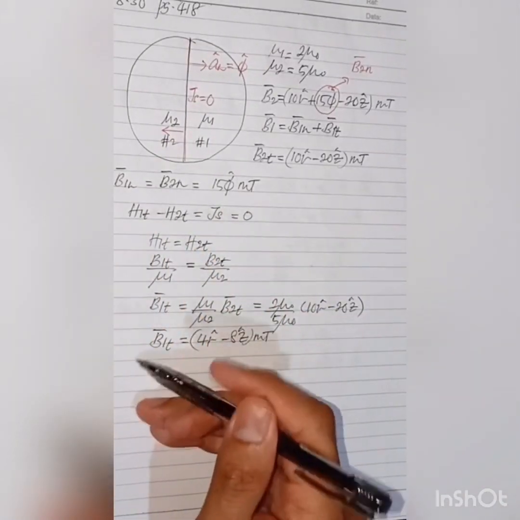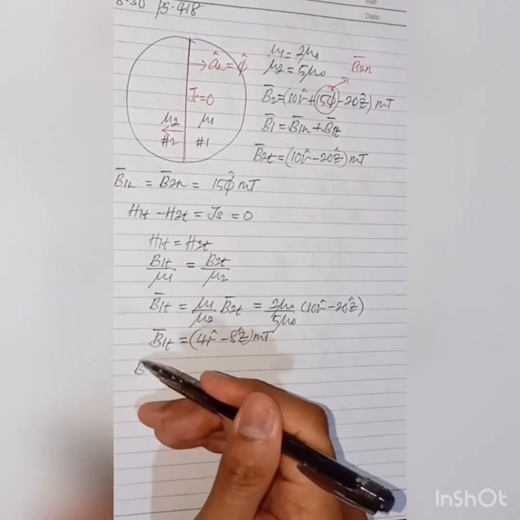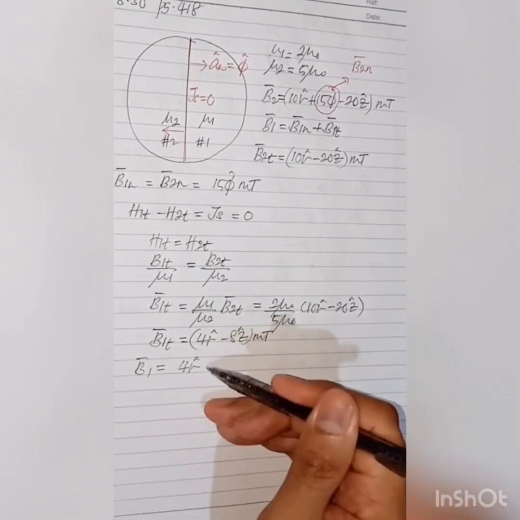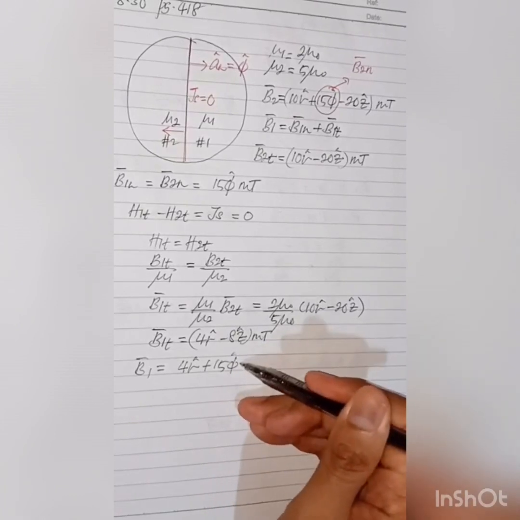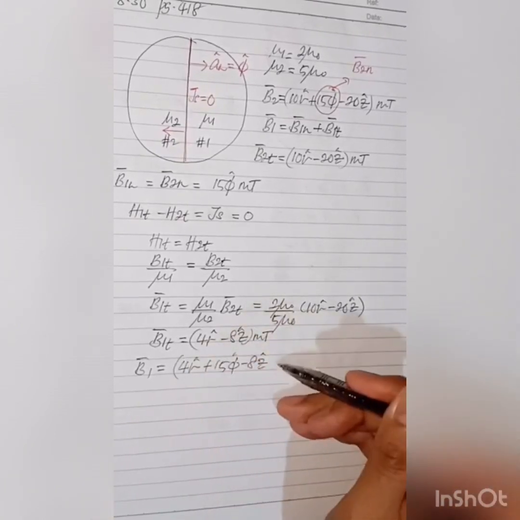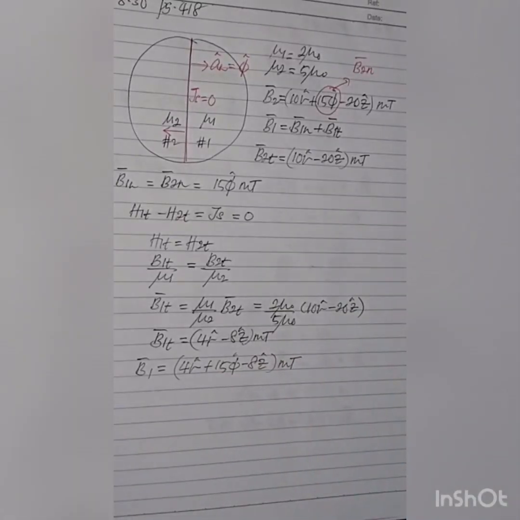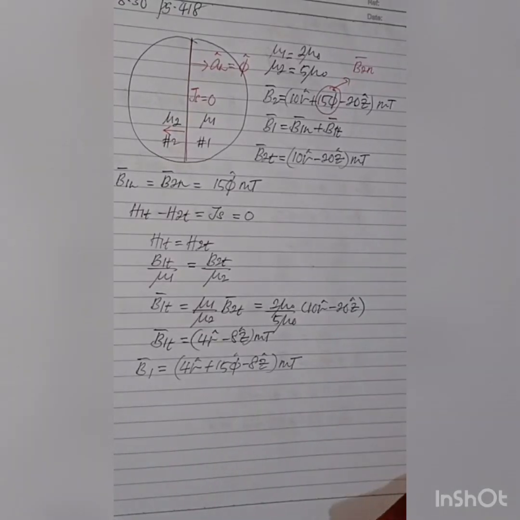So just combine them to find the complete set of B1 vector. The B1 vector finally is equal to 4R component plus 15 phi component minus 8 Z component, unit of milli-Tesla. Okay, guys, so that's the first step, right, to find the B1 vector.